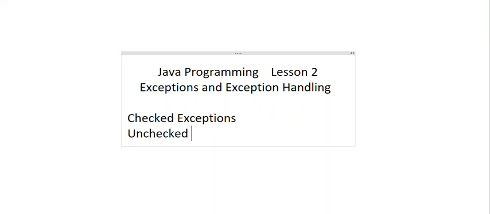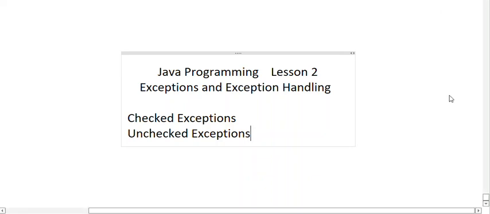There are two types of exceptions that we can encounter. One are checked exceptions, the others are unchecked exceptions. First, let me discuss the unchecked exception. Take a look at the following code.